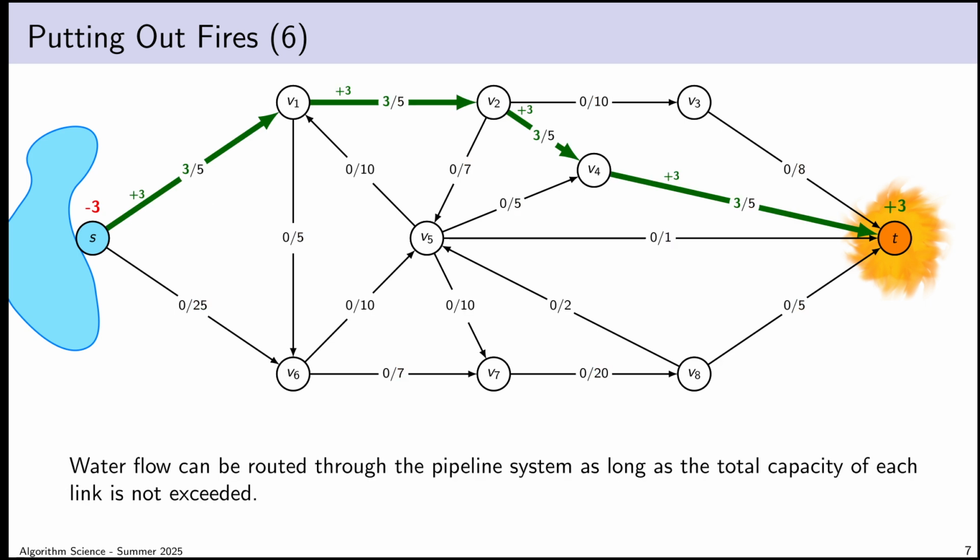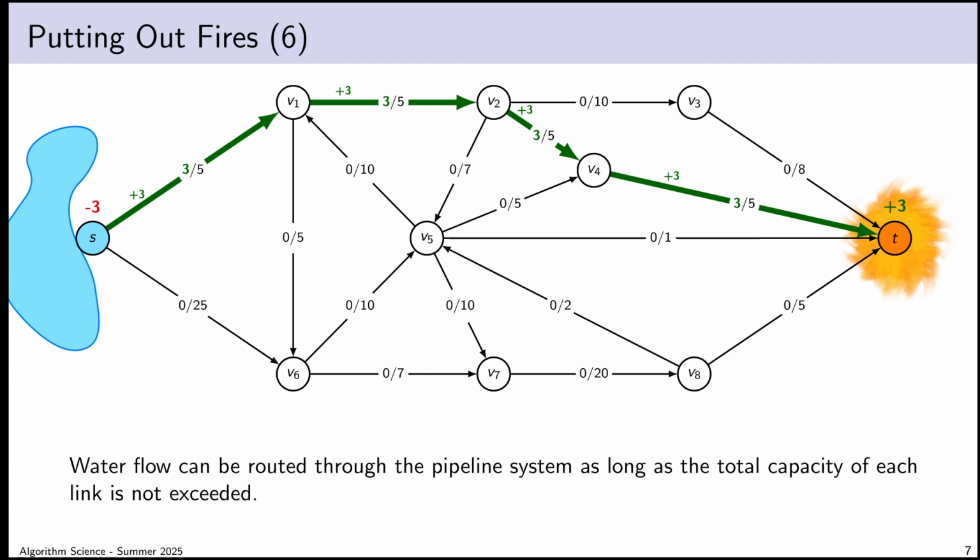If I want to, I can route water flow through my network from vertex S to vertex T. So vertex S has basically an unbounded supply of water. I can take as much as I want. And vertex T has basically an unbounded demand for water. Really, my goal is to get as much water to vertex T as possible.